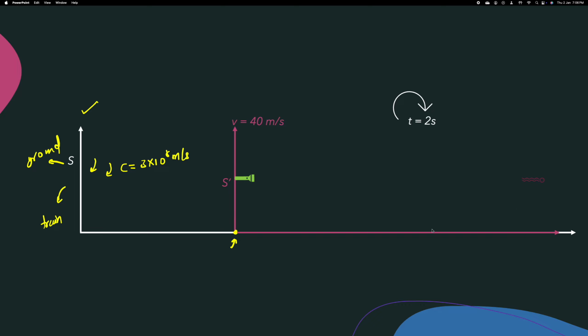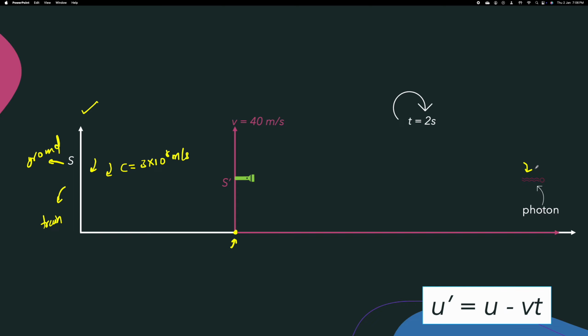Now, let's say that after 2 seconds, the origin of the train reaches here, and the photon reaches there, right? That's the photon that has reached there. So what will be the relative speed? And what will be the speed of the photon with respect to the ground? Obviously, the speed of the photon with respect to the ground, u, will be u prime plus v according to the formula, right? So what is u prime? It is the speed of the photon with respect to the train, which is 3 times 10 to the power of 8 meters per second, plus the speed of the train, which is 40 meters per second.